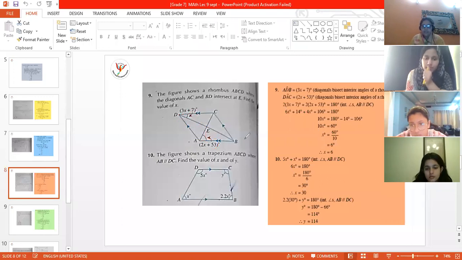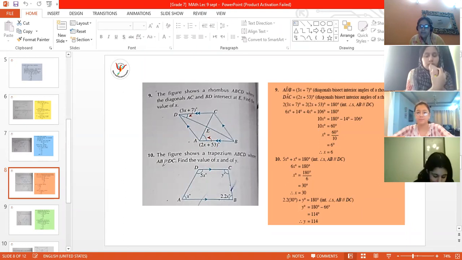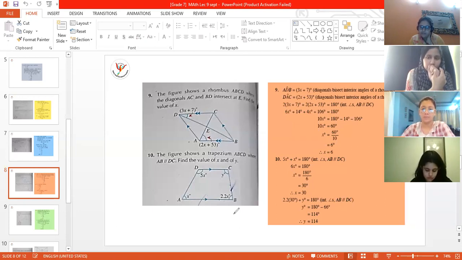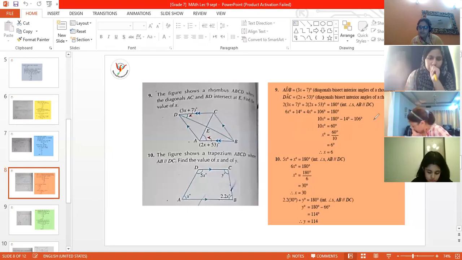Let's see question number 10. The figure shows a trapezium ABCD where AB is parallel to DC. Find the value of x and y. Who is going to solve this? Please raise your hand. Only one pair of parallel lines. Simple concept. Yes, Zaina.